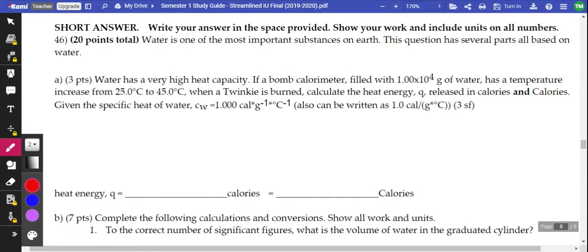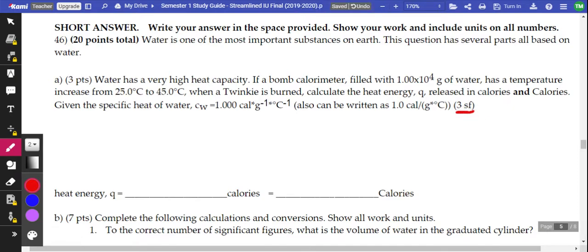Okay, let's look at some of these short answer questions. The first set of questions is all about water. Water has a very high heat capacity. A bomb calorimeter filled with 1.00 times 10 to the fourth grams of water has a temperature increase from 25 degrees Celsius to 45 degrees Celsius when a Twinkie is burned. Calculate the heat energy Q released in calories and capital C Calories, given the specific heat of water, CW, is 1.000 calorie per gram degree Celsius. I'll start in calories and then give the Calories there. We need our answer with three significant figures.